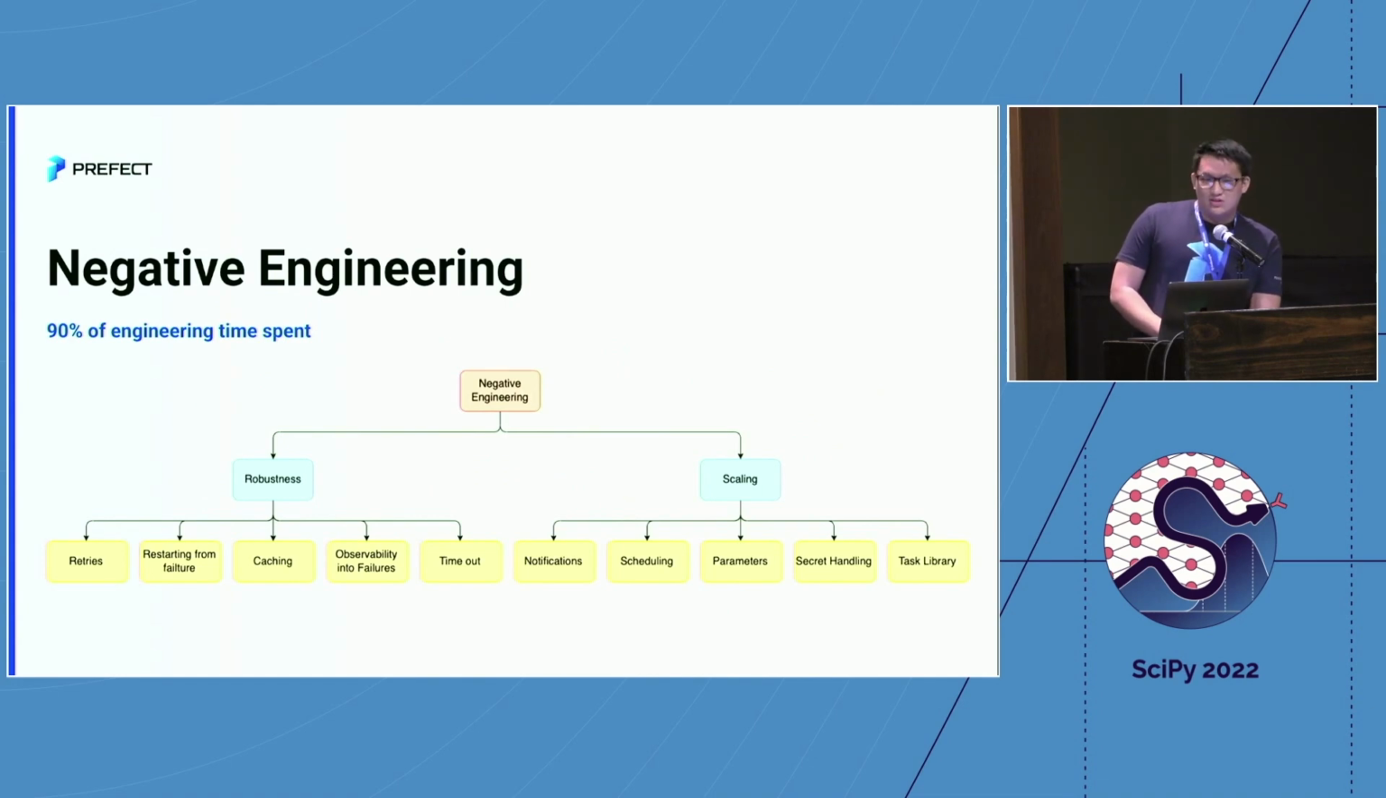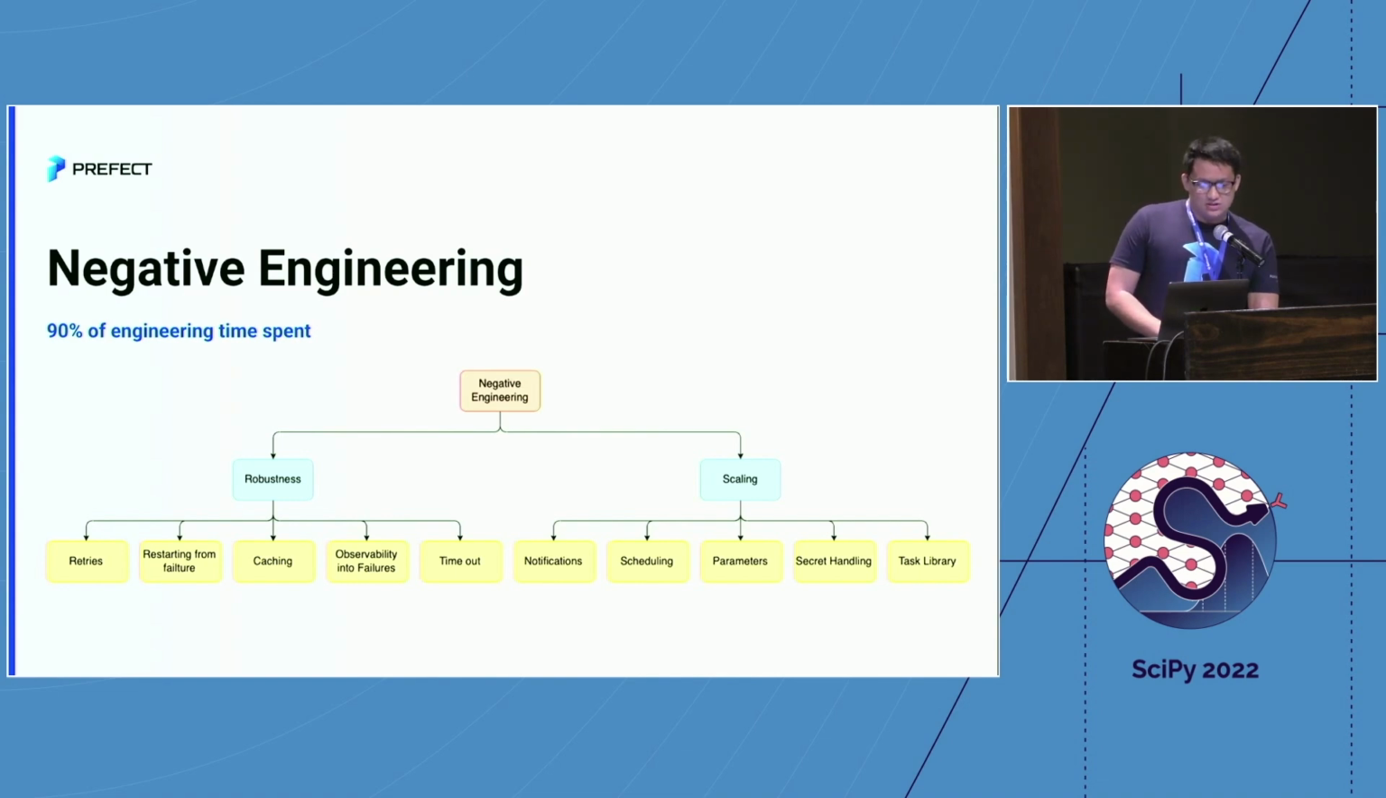To distinguish, let's talk about positive engineering. Positive engineering is the things you do in order to achieve the business outcomes that you set out to achieve, that you're actually working on. You want to actually predict if a customer is leaving, maybe, or forecast demand over time. These are the things that you are actually an expert on and you're trying to do.